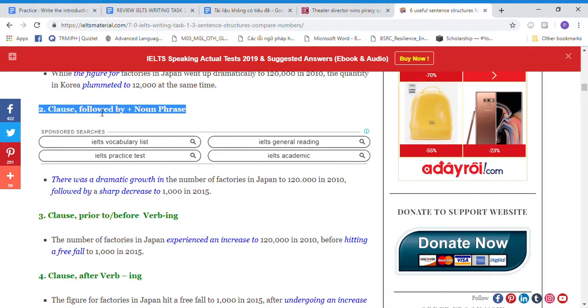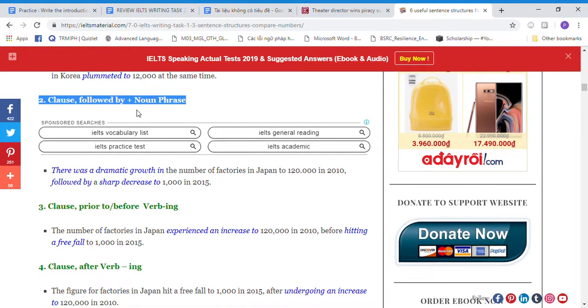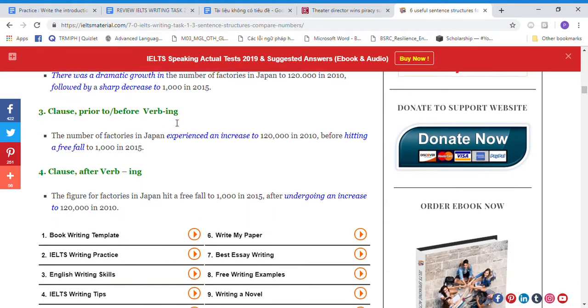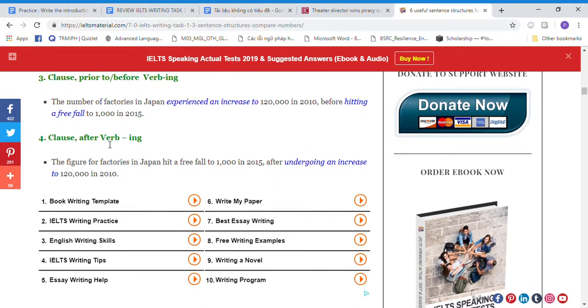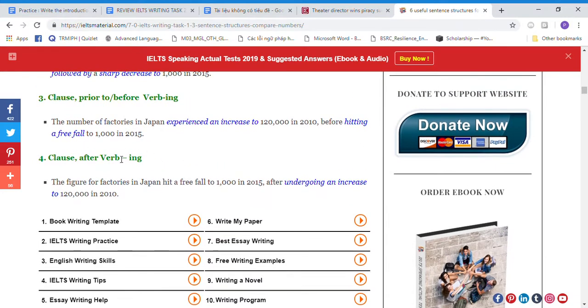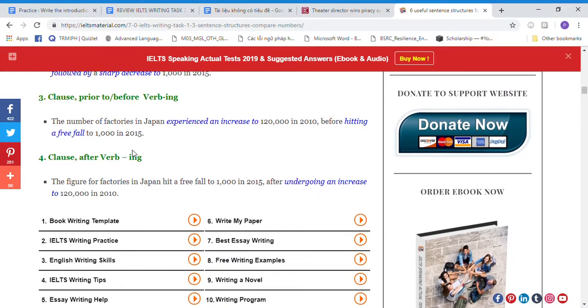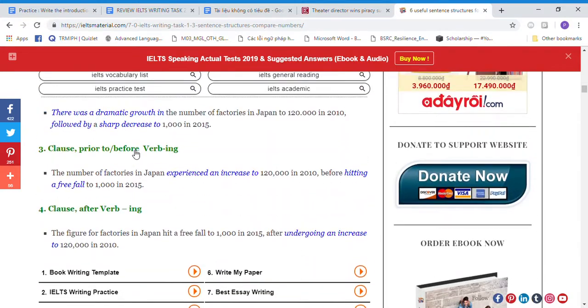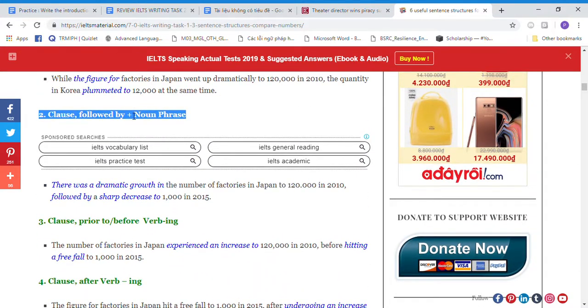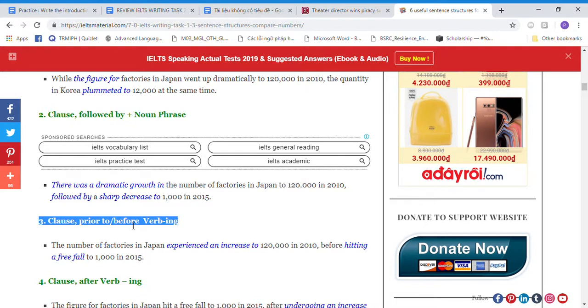These structures were used frequently in the IELTS writing test 1. They're good structures. Verb, clause, verb, after verb being. Sorry, this is easy. Everyone knows it. These two sentence structures, actually, I have taught you guys before.